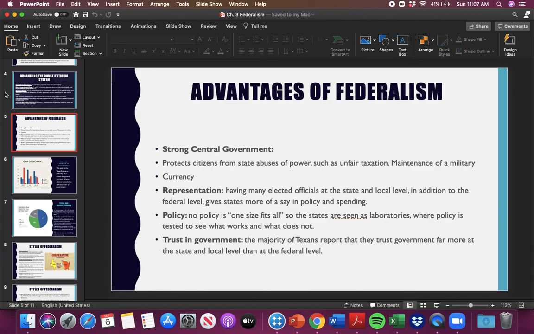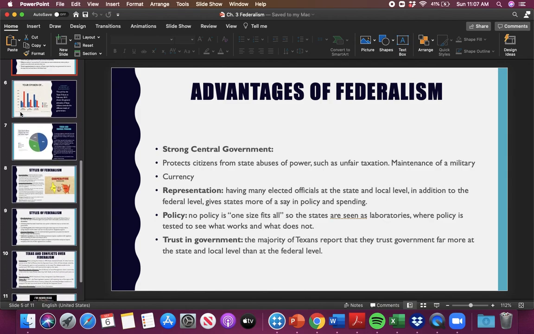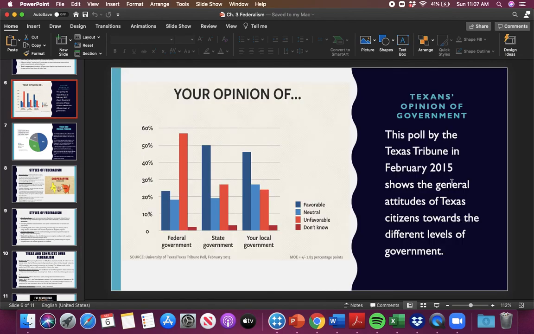Now, when we're talking about Texas, trust in government is pretty low for the most part. Texans tend to trust their state and local government more than the federal government. Now, this was prior to COVID. I would be interested to see what these numbers look like today. But this is from 2015.